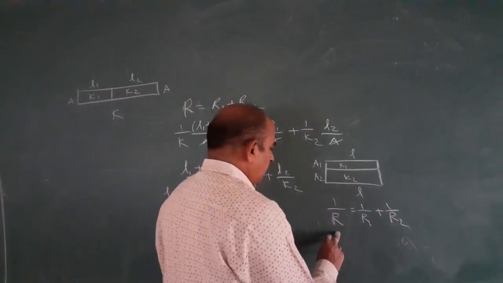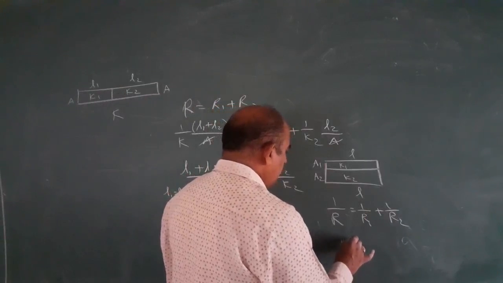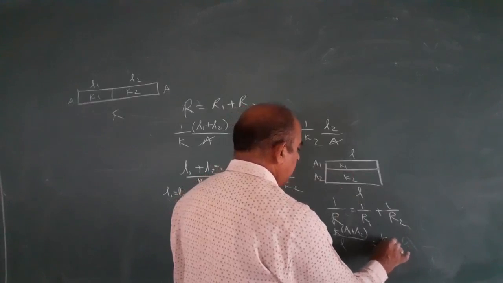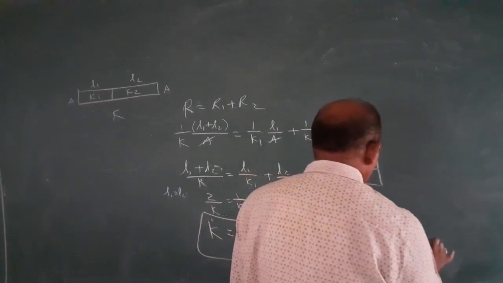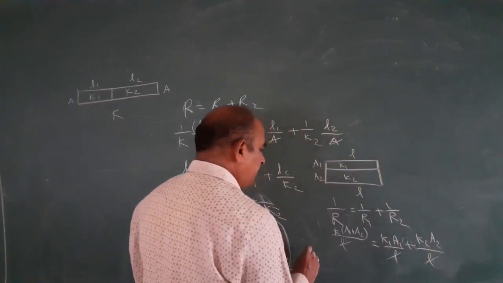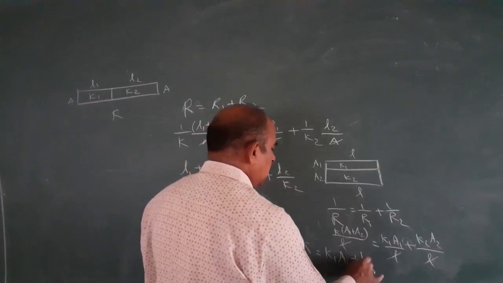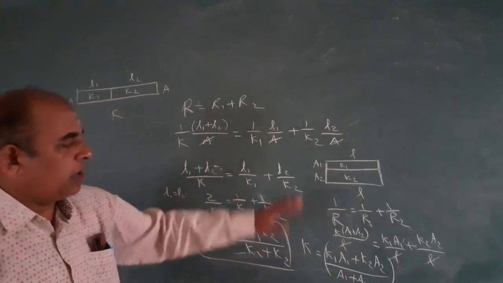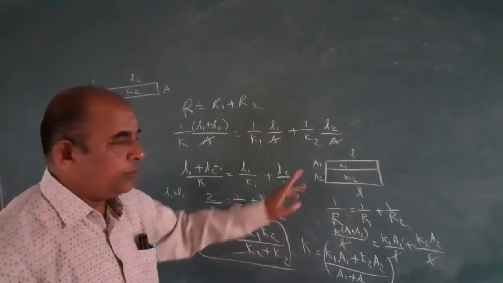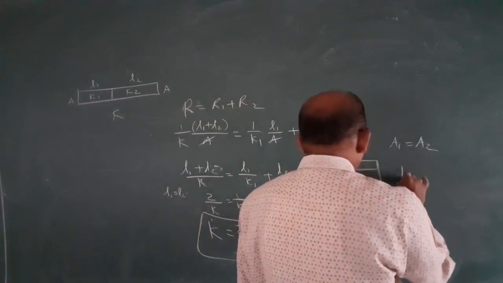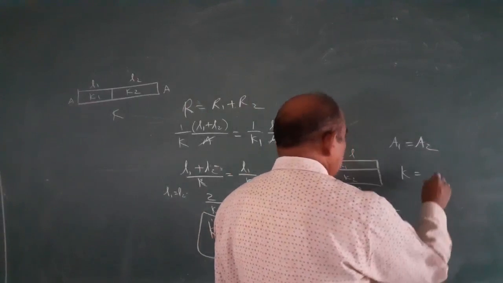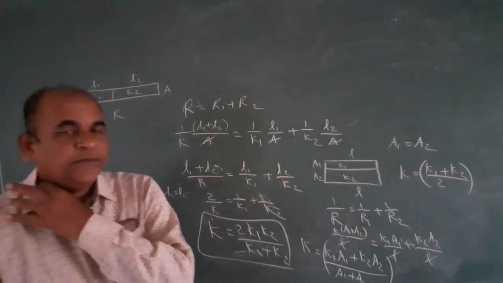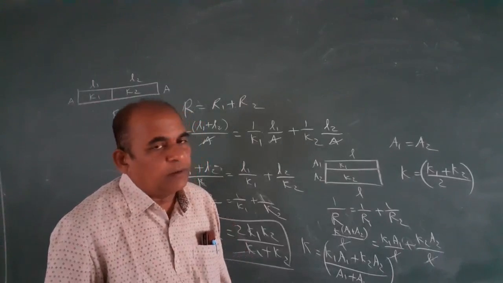Resistance formula, length is same, K (A1 plus A2) by L is equal to K1 A1 by L plus K2 A2 by L. L cancels. Therefore, K is equal to (K1 A1 plus K2 A2) divided by (A1 plus A2), the equivalent coefficient of thermal conductivity when the two rods are in parallel. If areas of the two rods A1, A2 are equal, then A cancels, so we get K equal to (K1 plus K2) by 2. If the two rods of equal length and equal area are kept in parallel, different material, the equivalent coefficient of thermal conductivity K is equal to (K1 plus K2) by 2.